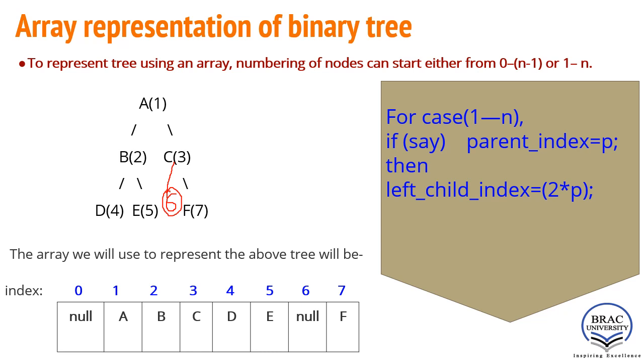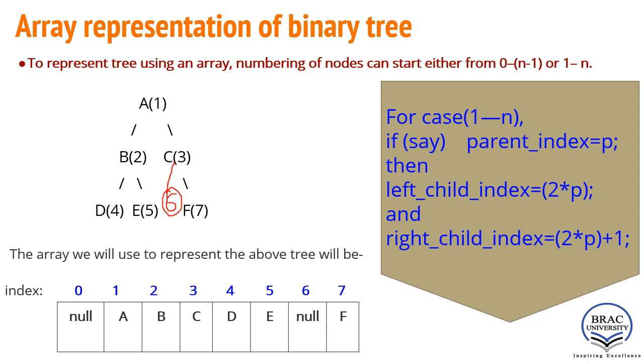So from this configuration or this logic, we can derive a general rule. For example, for the case of 1 to n, because we start our root index from 1, if the parent index is P, then the left child index will be 2 into P and the right child index will be 2 into P plus 1, and this satisfies the index rules also.